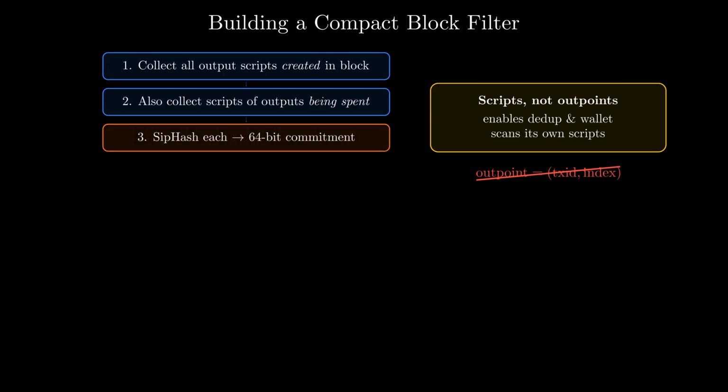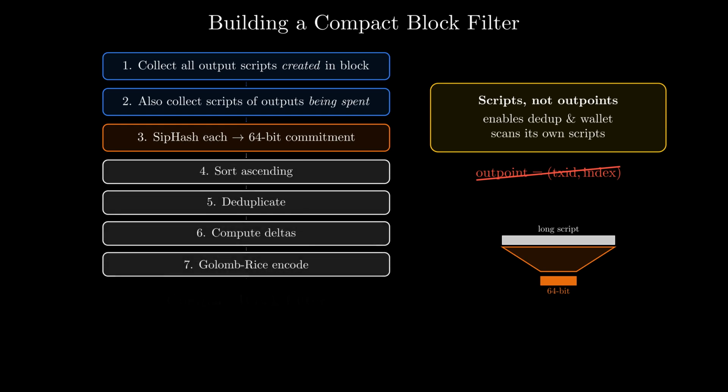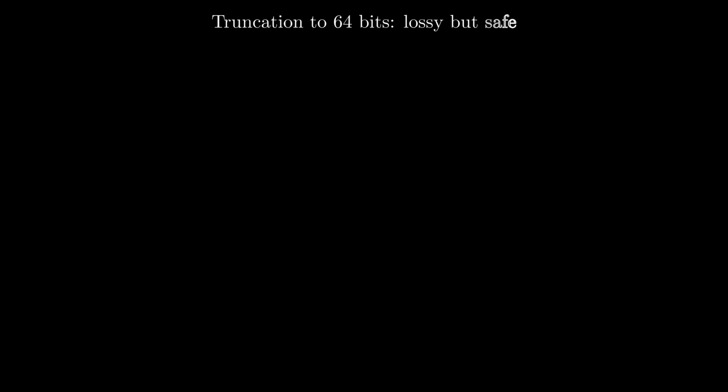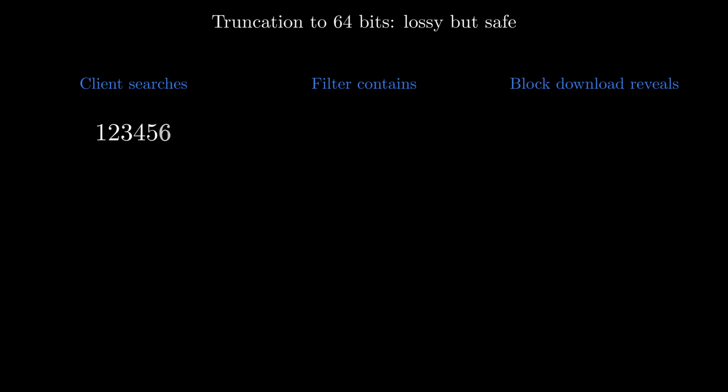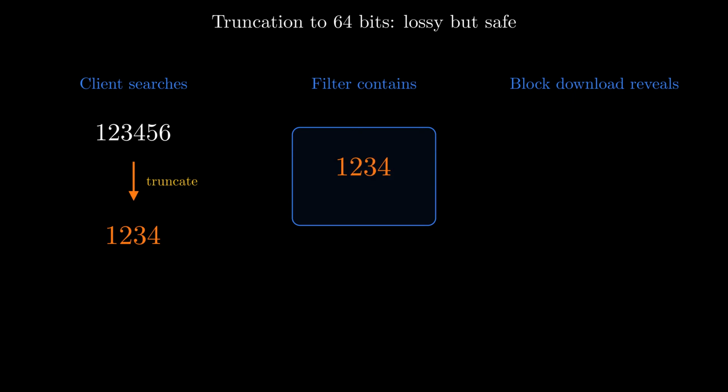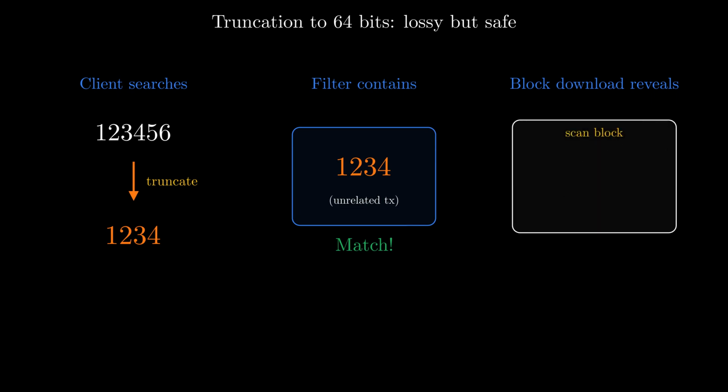Each script then gets hashed with SipHash, a fast-keyed hash function, and the output is mapped into a 64-bit number. The full script's information is truncated. Long script in, short commitment out. Truncating to 64 bits is lossy. That matters. Imagine your wallet is searching for the value 123456. After truncation, it becomes 1234. The filter happens to contain 1234, generated by some unrelated transaction. The filter says match. Your client downloads the entire block, scans it, and finds nothing belonging to you.